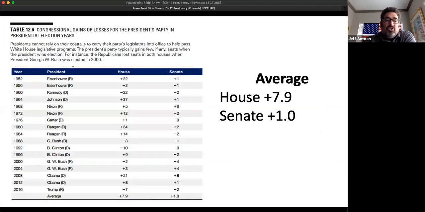And you could see on average, congressional gains or losses for the presidential party in presidential election years. So going down at the bottom, you can see Trump's average is minus 7 in 2016 in the House. And then in the Senate, he lost 2 seats on average during his election year, okay? Again, the numbers might not be exact, but this is the average at the bottom here. It's usually you gain 8 seats and you gain 1 seat in the Senate. So it can go either way.